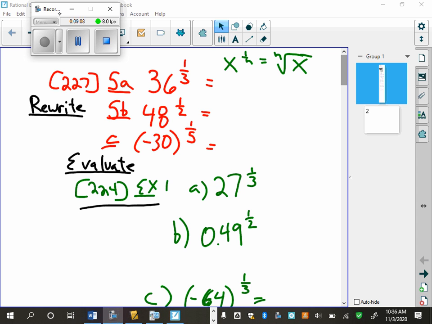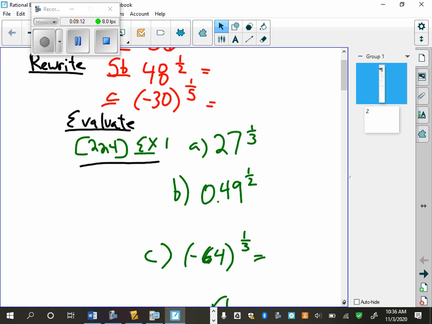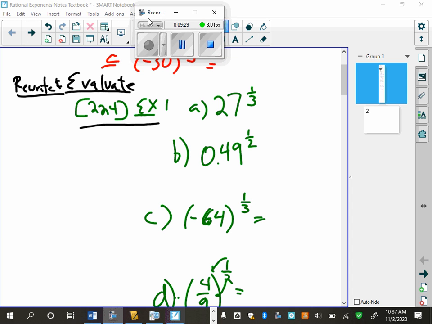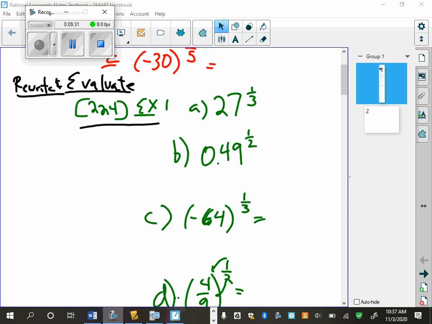Okay, so this is kind of what I'm going to ask you to do: rewrite and evaluate. Sometimes I'll just say evaluate, but it's helpful to rewrite first so you don't make any silly mistakes. So rewrite and evaluate.